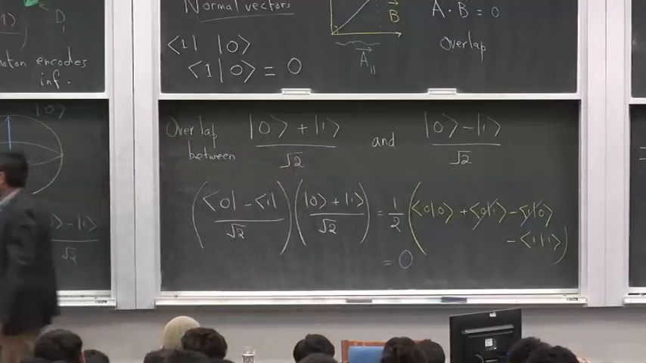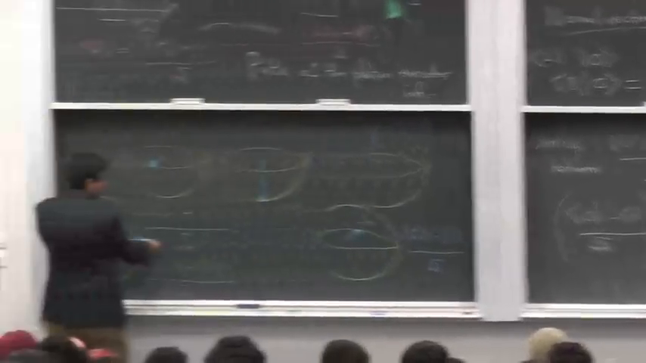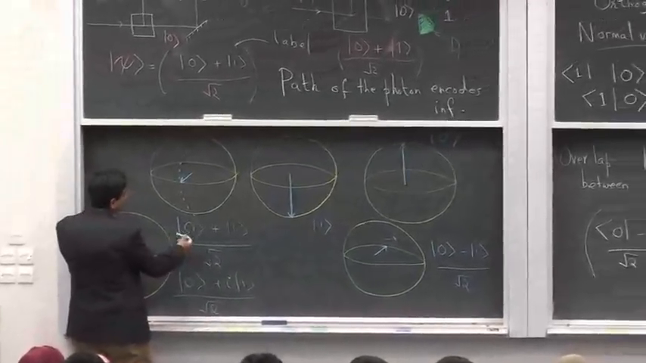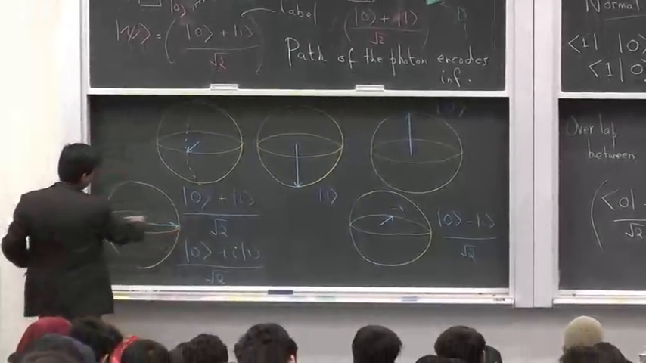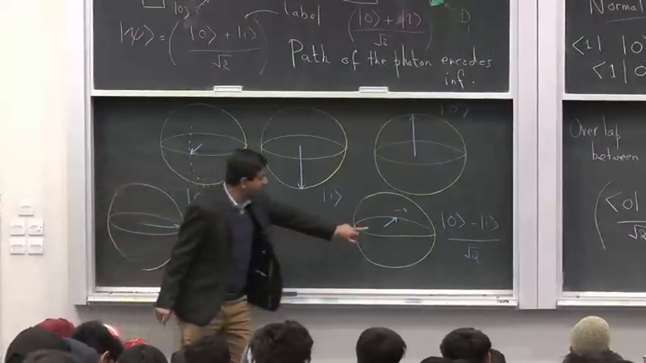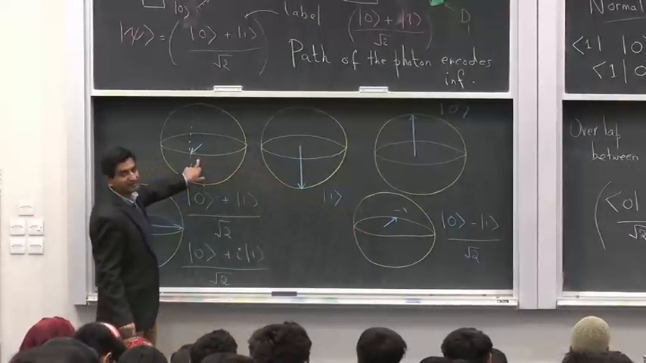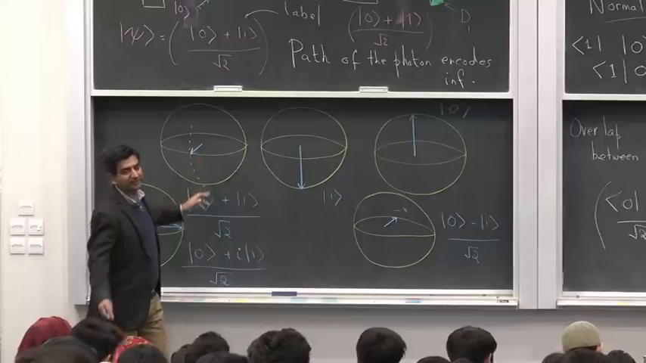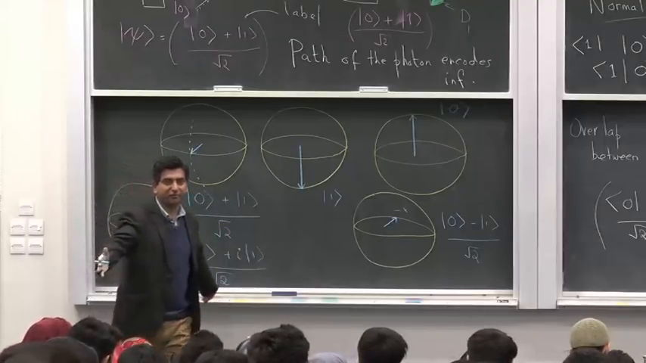So this vector will be orthogonal to some other vector pointing along minus y. This state is orthogonal to this state. Both of these quantum states are antiparallel to one another.